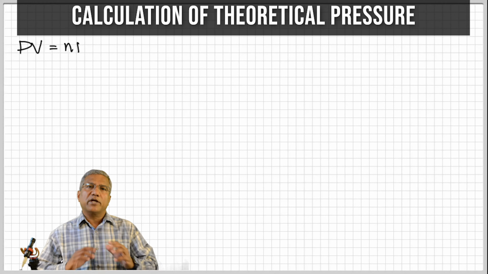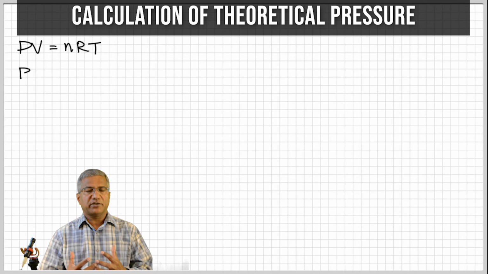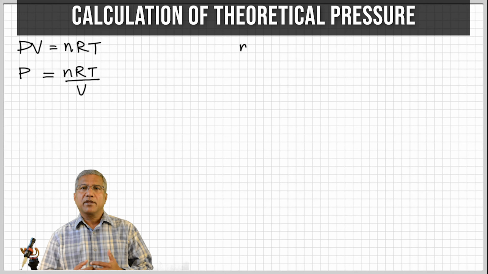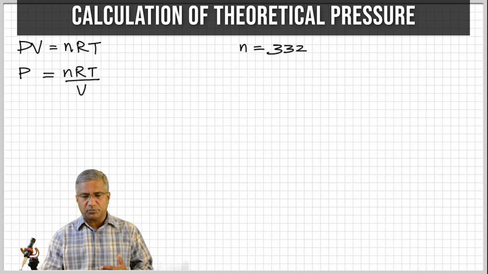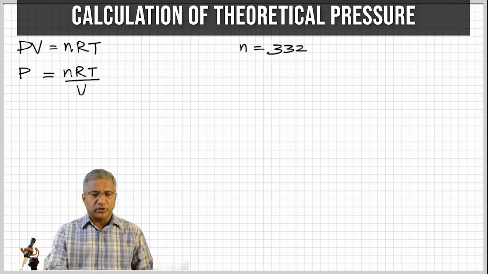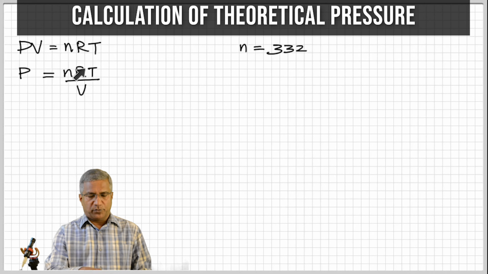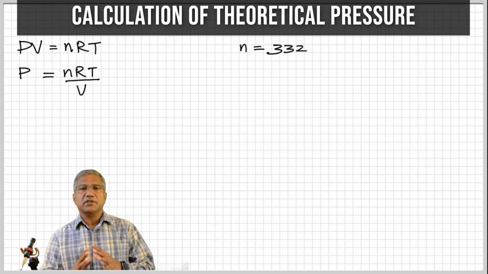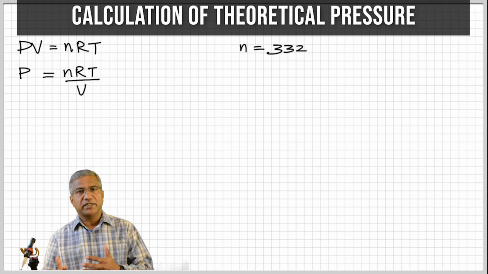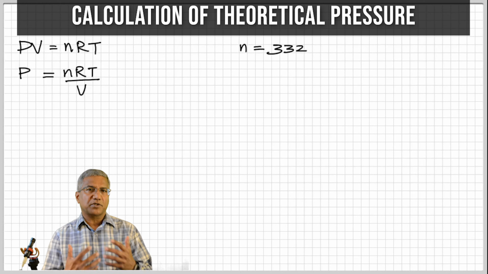So now we're going to calculate the theoretical pressure in this container. So once again, PV is nRT. We're going to calculate the pressure. So pressure is nRT by the volume. We know the number of moles. We know the gas constant. We're going to keep the temperature at 300 Kelvin. So we know that. We've already calculated the volume of the container. So now we can find the theoretical pressure in this container, which is what we're going to do.